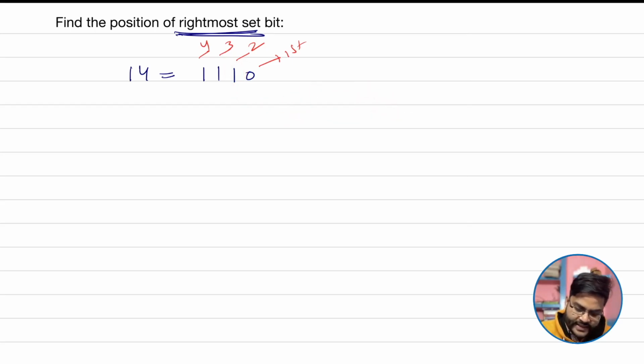Now let's take one more example. Let's say 8, and it is 1 0 0 0. My rightmost set bit is at, this is the first position, second position, third position, fourth position. So my rightmost set bit is at the fourth position.